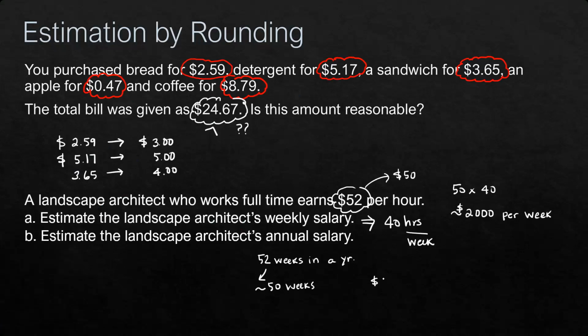We estimated earlier that the salary is about $2,000 per week, and we're going to multiply by 50 weeks. So we roughly get 5 times 2 is 10, and then we have 1, 2, 3, 4 additional zeros. So we can say that this architect makes about $100,000 per year.